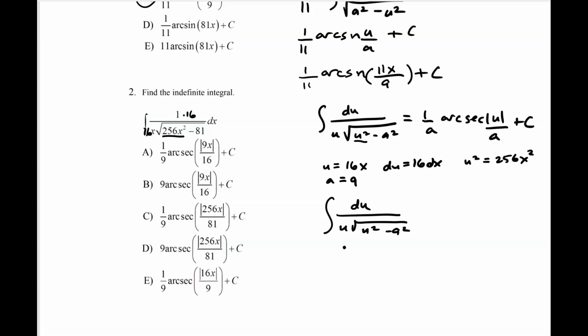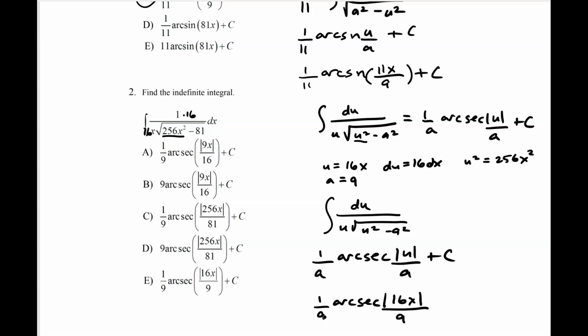And so our answer is 1 over a arc secant of the absolute value of u over a plus c, because this is exactly the formula. And we just have to back substitute in for a and u. So this becomes 1 over 9 times the arc secant of the absolute value of 16x over a, and a was 9. And then again, that's plus c. So this is going to be choice, what is this? This is choice E. 1/9 arc secant absolute value 16x over 9 plus c.